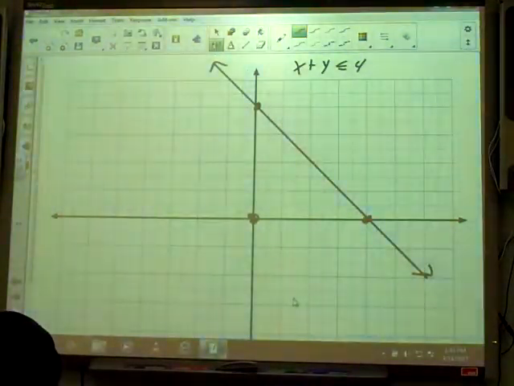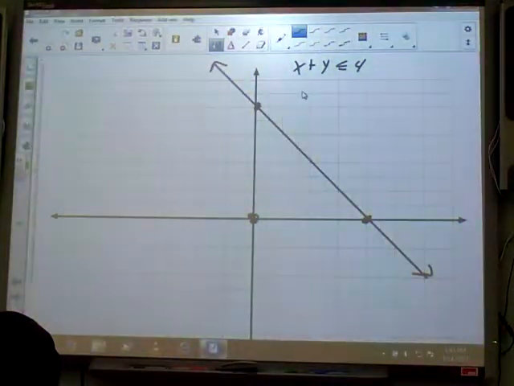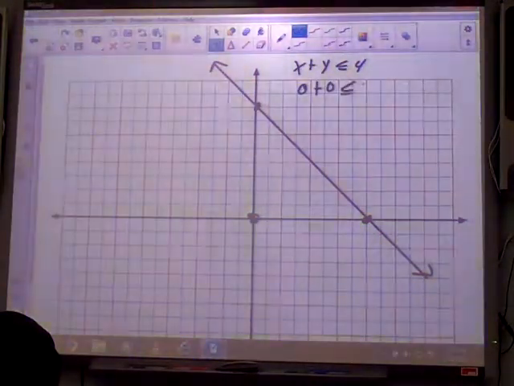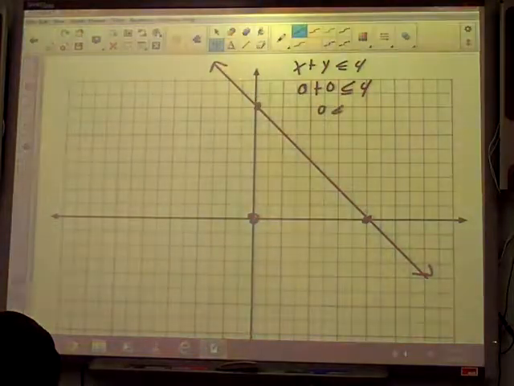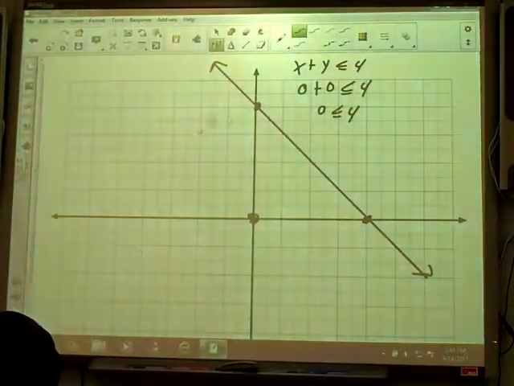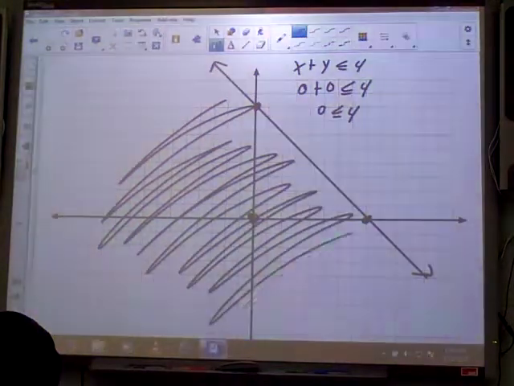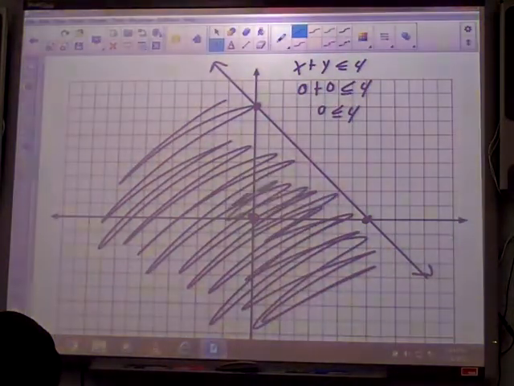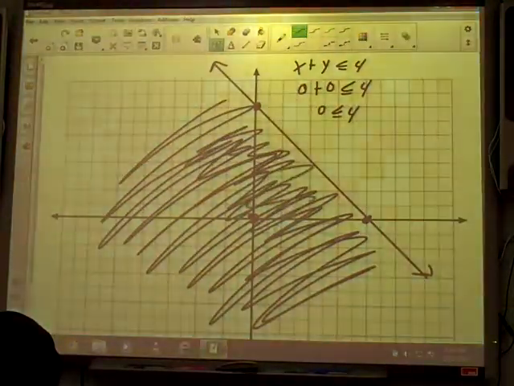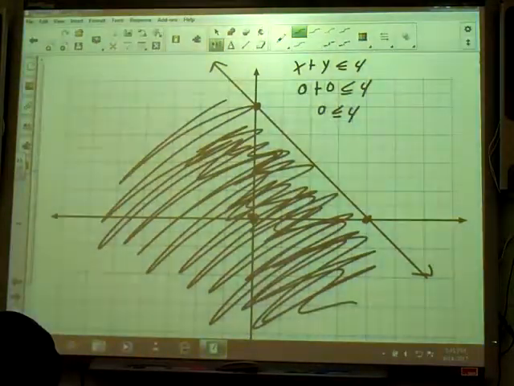So let's go to the top and plug my 0, 0 in. 0 plus 0 is less than or equal to 4. Well, that's pretty much a no-brainer, right? We know 0 is less than 4, so it was true, which means that's the side I shade. So that whole big, ugly, scribbled-on graph is my answer.